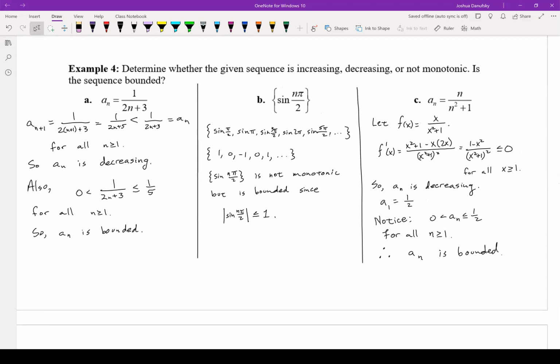Go ahead and do the rest of the problems in the worksheet in a similar manner.